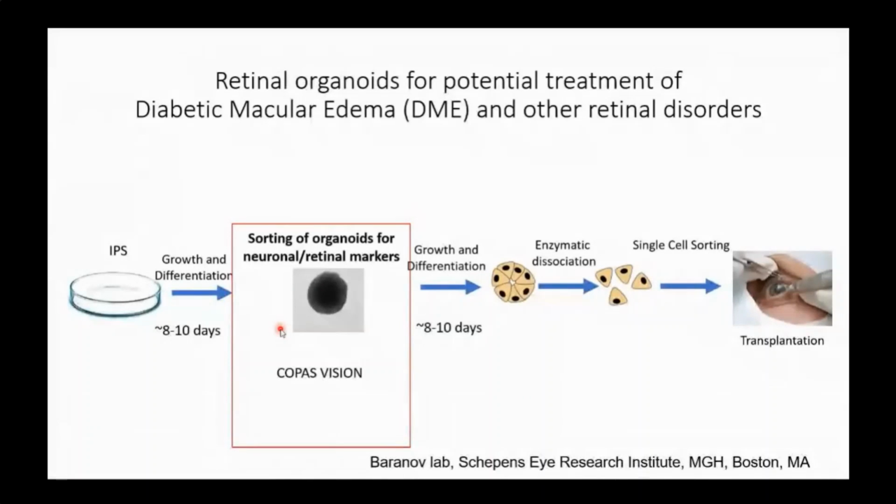And moving on to another interesting research, there is a lab at MGH in Boston, at Mass General Hospital, and they're exploring potential use of retinal organoids for treatment of retinal disorders. And so what could be done with that would be, as organoids are grown and differentiated, relevant organoids based upon markers would be sorted out for further growth and differentiation and potential use in transplantation to treat these retinal disorders.